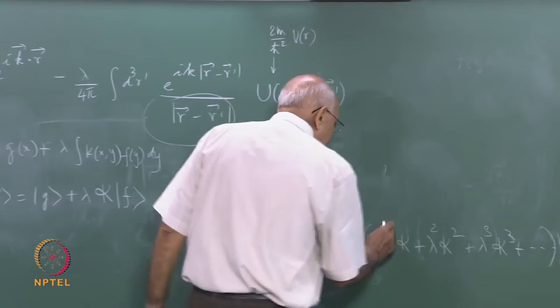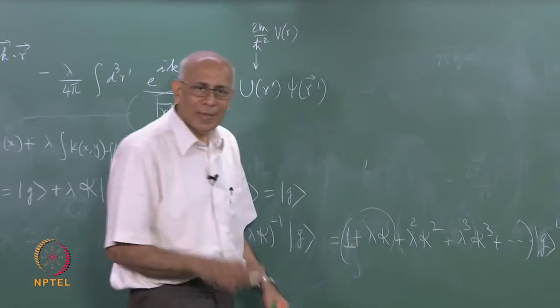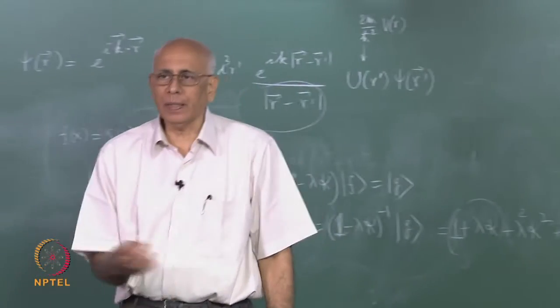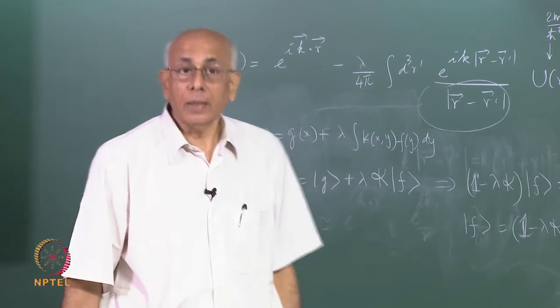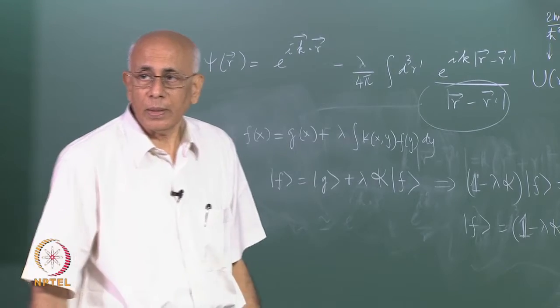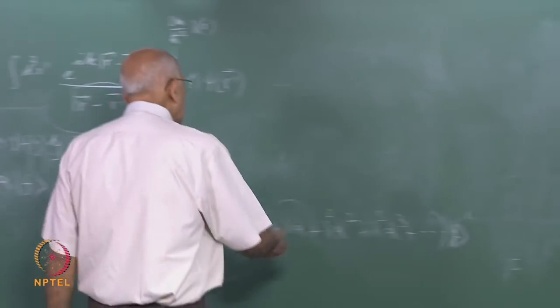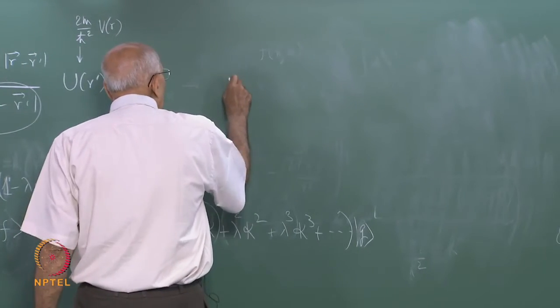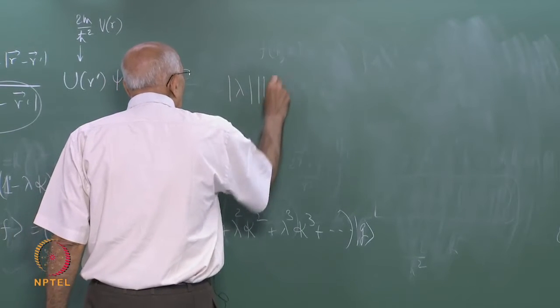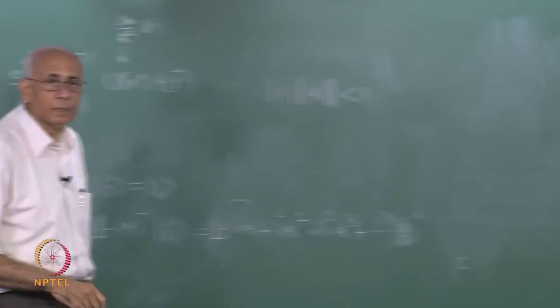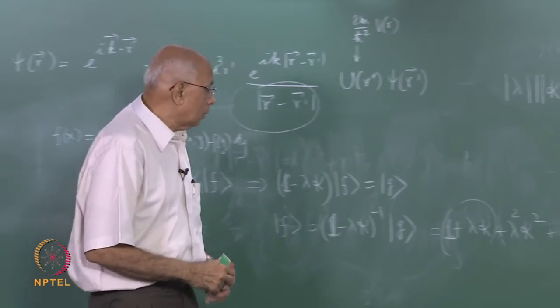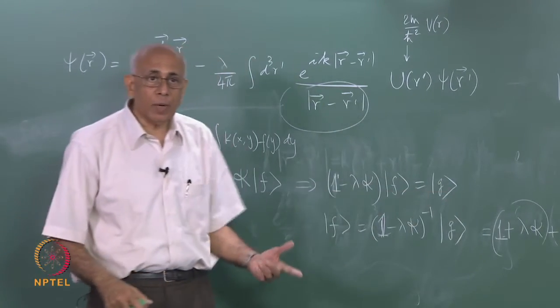It would clearly be convergent if in some sense this number was less than 1, but it is an operator, right. So what should be less than 1? The norm of this operator should be less than 1. So you would certainly expect this to be convergent if mod lambda times the norm of this operator k is less than 1. When it is equal to 1, then you have a problem.